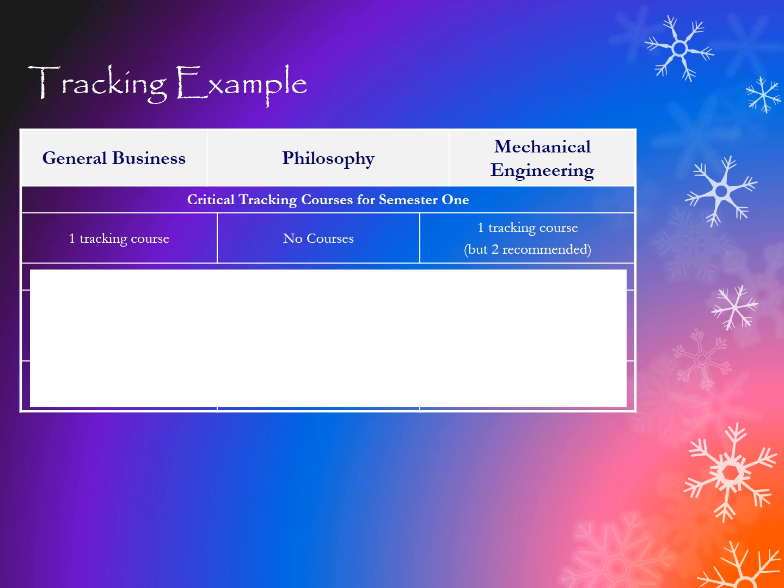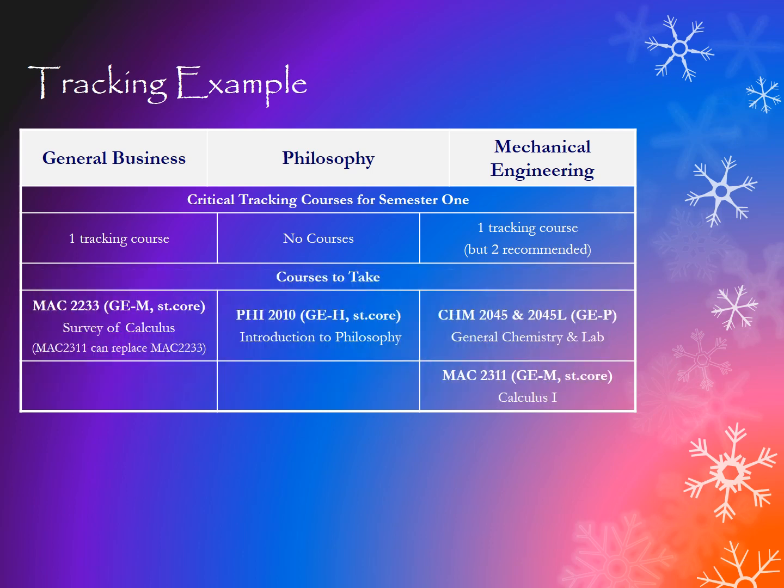So let's take a look at what this means. My recommendation, or rather this general idea of what tracking courses we'd want to focus on, are the following. For general business, Survey of Calculus counts as a tracking course. But if we want to jump over to engineering, Calc 1, MAC 2311, counts as a tracking course over there. Now, we haven't gotten into this yet during placement review, so don't get too overwhelmed with what replaces what and what supersedes what.